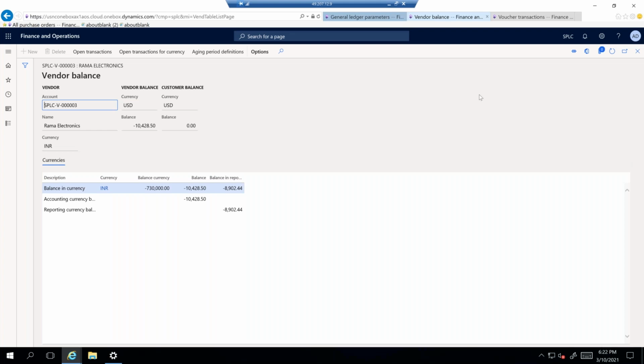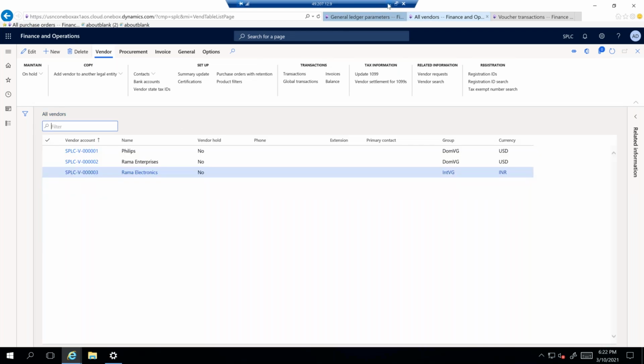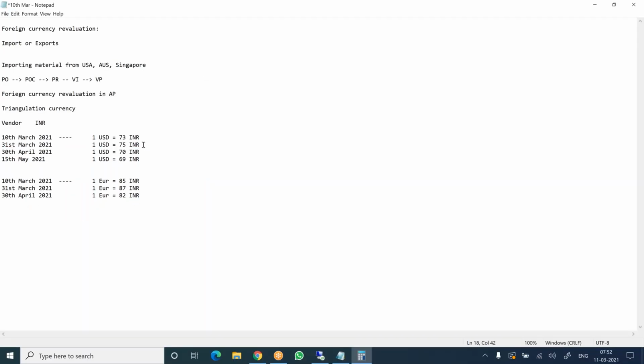So what happened? You need to understand. Earlier, whatever exchange rate was entered here, those will be reversed. It was posted. It will be reversed.